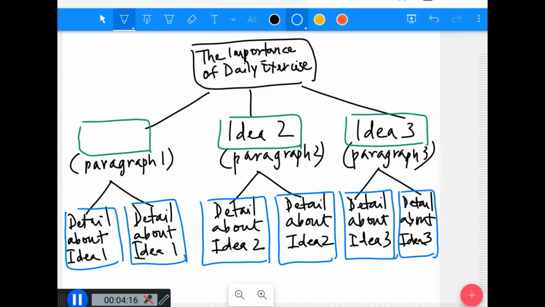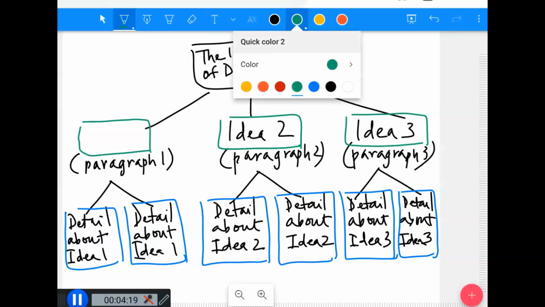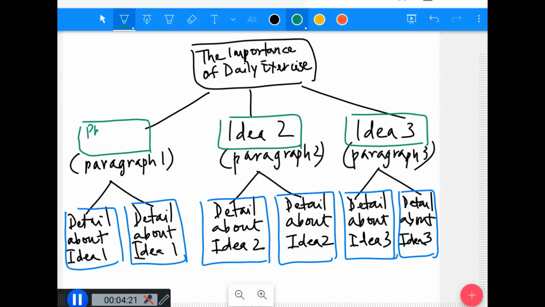Now what's the first thing I can think of related to daily exercise? Now the first thing I can think about when I think of daily exercise is that it has a lot of physical benefits, right? We all know that exercise is good for us. It has a lot of good physical benefits. And when we say physical benefits, it means it makes you stronger, it makes you fitter, it makes you more agile. These are examples of physical benefits.